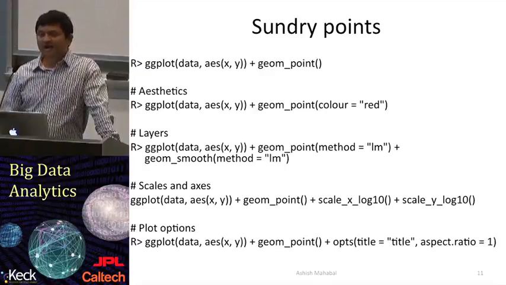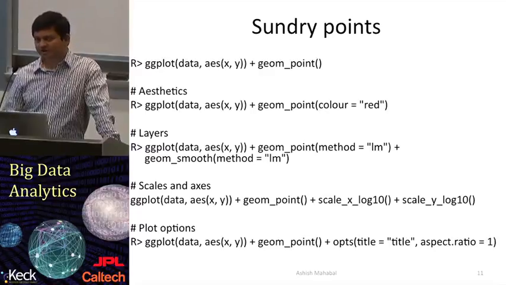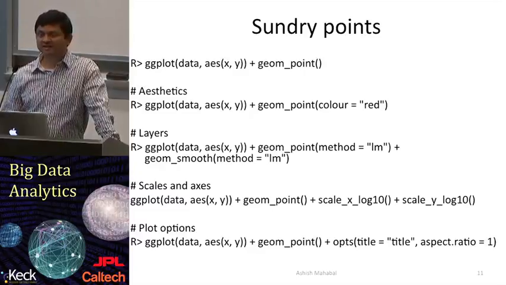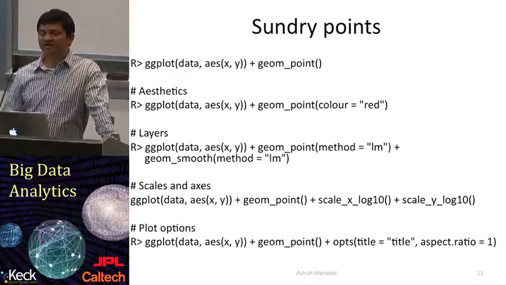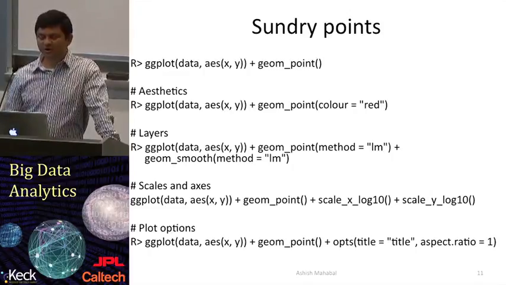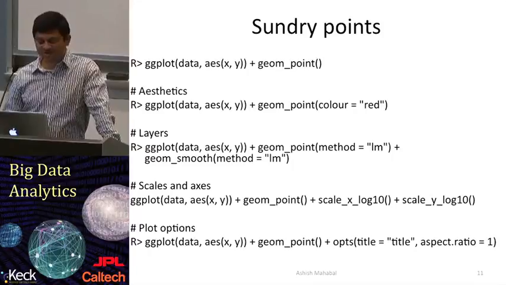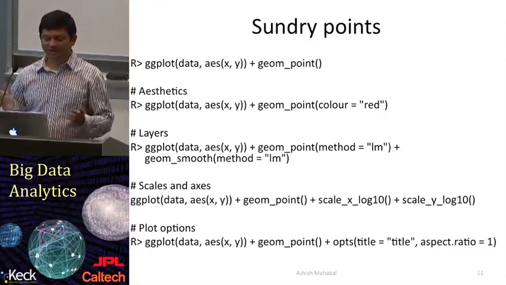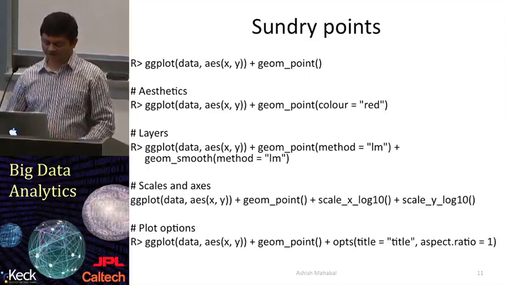Then similarly, you can add plot options. So you don't have to be stuck with the defaults. The defaults are reasonable, but normally for making plots for publications, you want the axes and labels, etc., to be much bigger. So you can specify all of that as an additional layer simply by using the command called opts. Here I've specified, for instance, what the title should be and what the aspect ratio should be. And you can add various other commands with that.